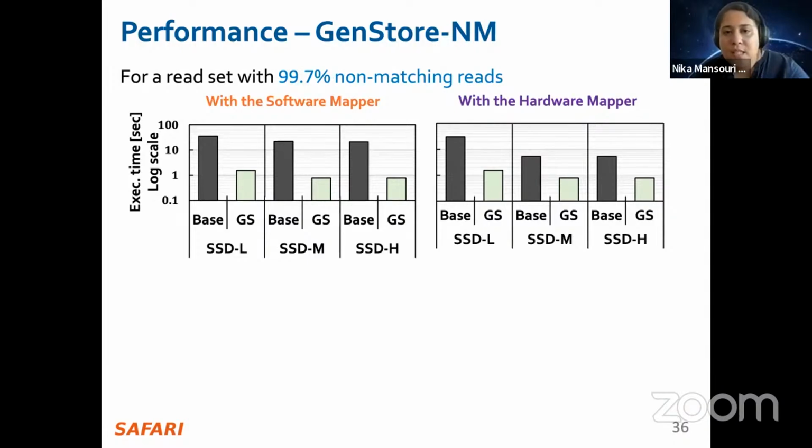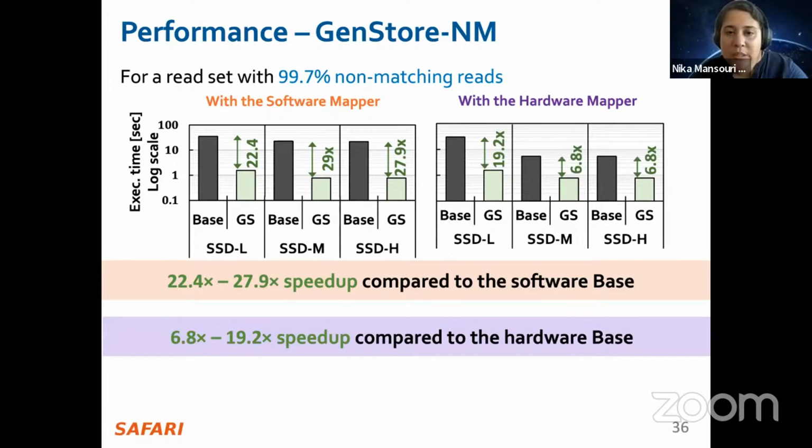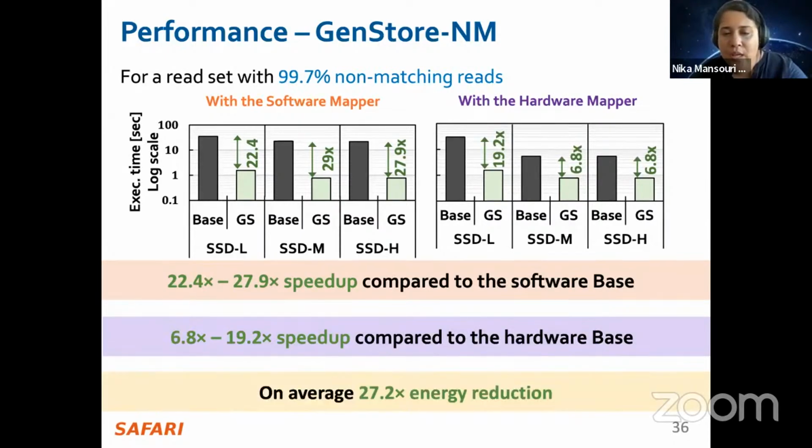We analyzed the benefits of GenStore NM for a 12 gigabyte long read set with a very high degree of genetic variation compared to the reference genome, where 99.7% of reads do not match any subsequences in the reference genome. We show the benefit of GenStore on software and hardware read mappers, and we show that it provides up to 27.9 times speedup compared to the software baseline, and up to 19.2 times speedup compared to the hardware baseline. And it provides, on average, 27.2 times energy reduction.